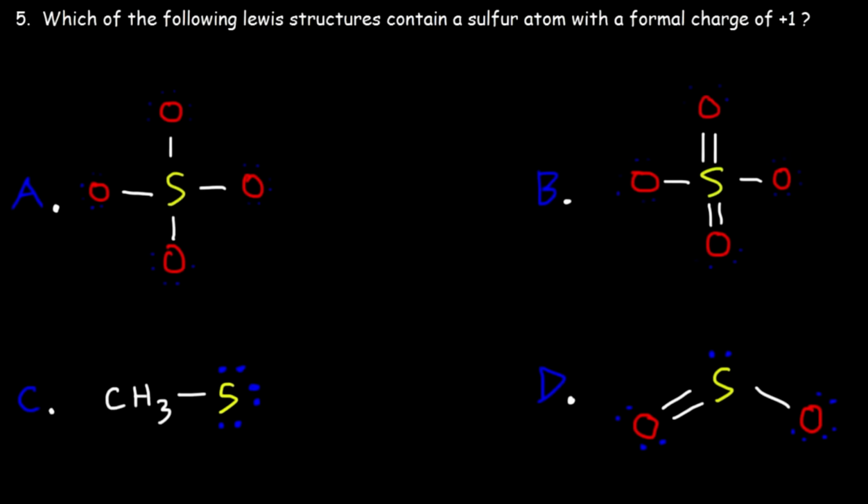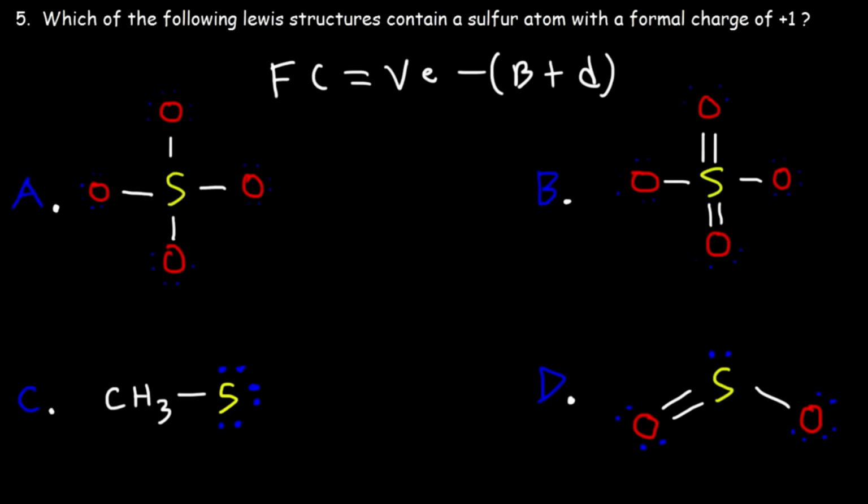Number 5. Which of the following Lewis structures contain a sulfur atom with a formal charge of +1? So go ahead and try this problem. The formula that I like to use is this one. The formal charge is equal to the number of valence electrons minus the number of bonds plus the number of dots in the structure. So let's start with answer choice A.